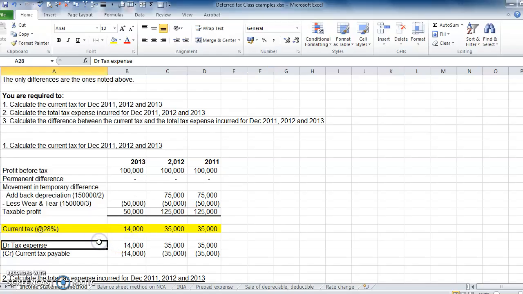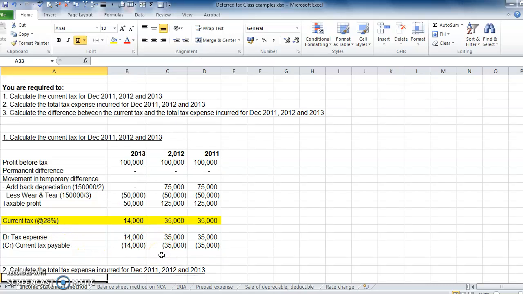The journal that we will process in order to recognize our current tax will be debit tax expense, right? So 2011 and 2012 35,000, and then 2013 debit tax expense with the 14,000 over there, and then current tax payable will then be our credit. Right, so now we've calculated our current tax for all 3 years.